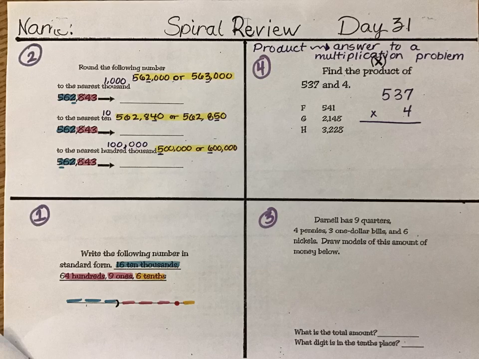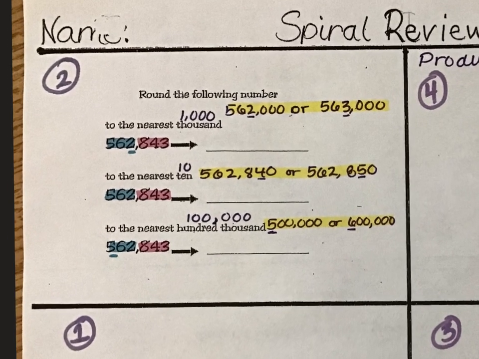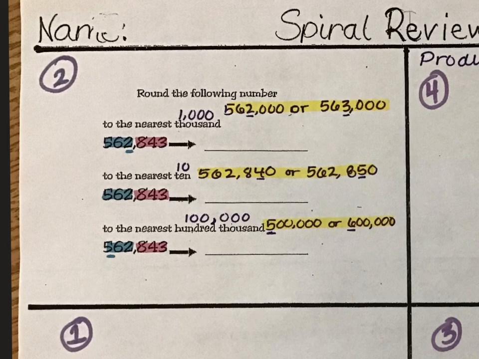Day 31. Okay, I'm going to start over here with number 2. You can go in whatever order you want, and you can pause the video at any time. You're going to round the following number, 562,843, to the nearest thousand, to the nearest 10, to the nearest 100,000.